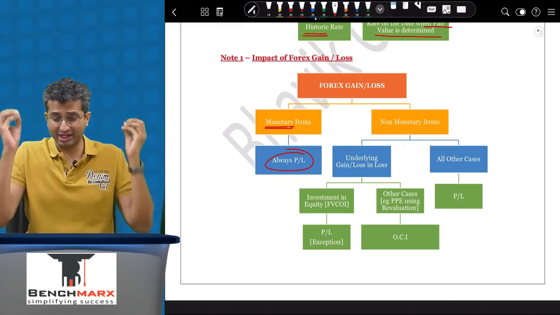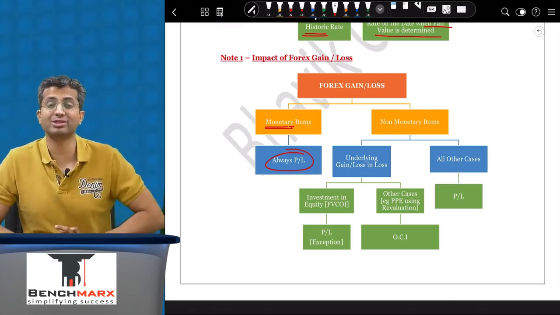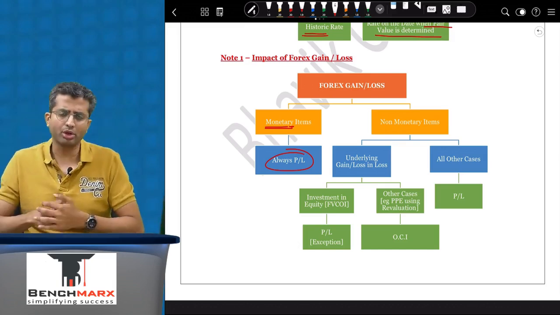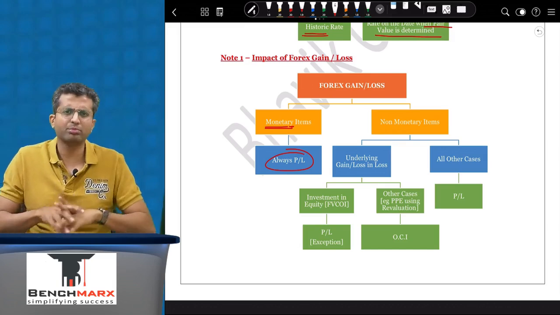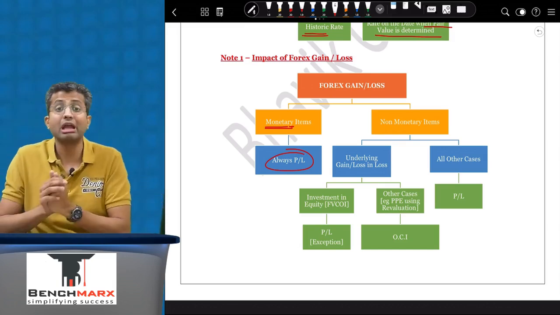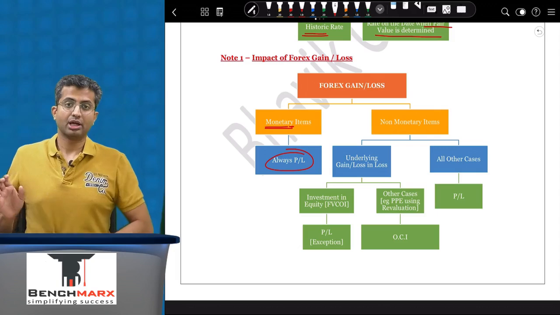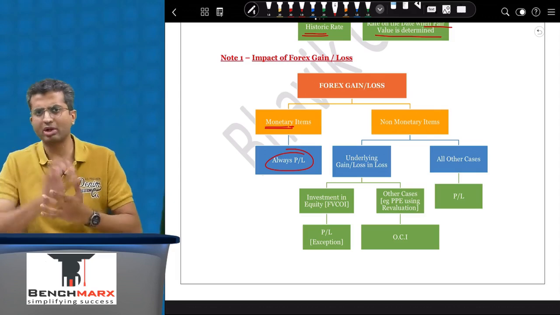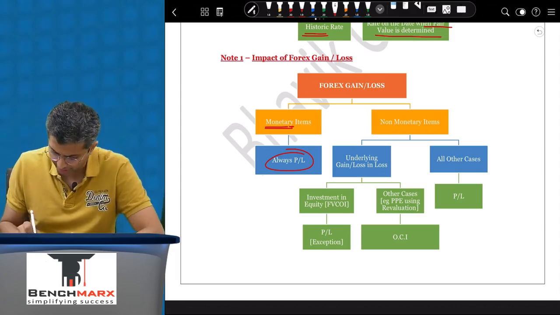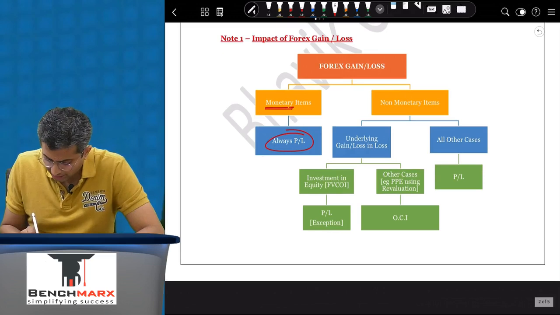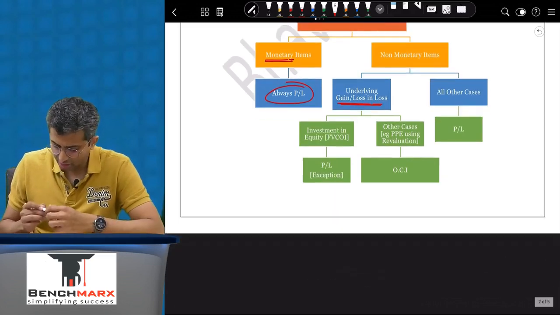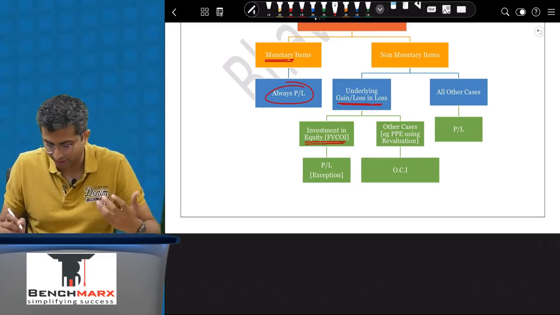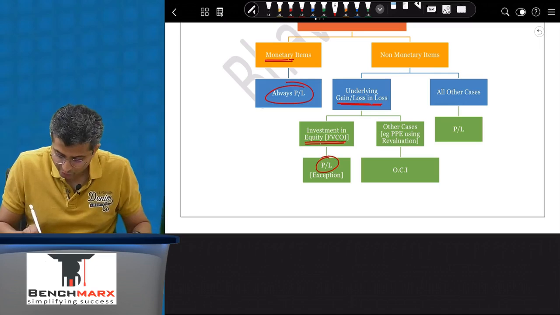However, the standard gives you an exception for items like investments in equity shares, and even hypothetically if there are certain bonds which are under non-monetary items, the standard gives you that exception. Bonds are typically monetary, but the standard gives you that exception that for these items the gain or loss on account of the foreign exchange has to go to the P&L. So that is that small exception that you have to remember. So for non-monetary items, for investment in equity instruments which are at FVOCI, this will go to the P&L.